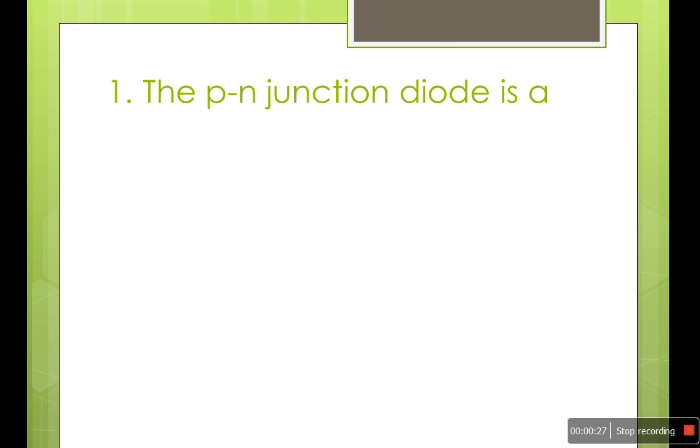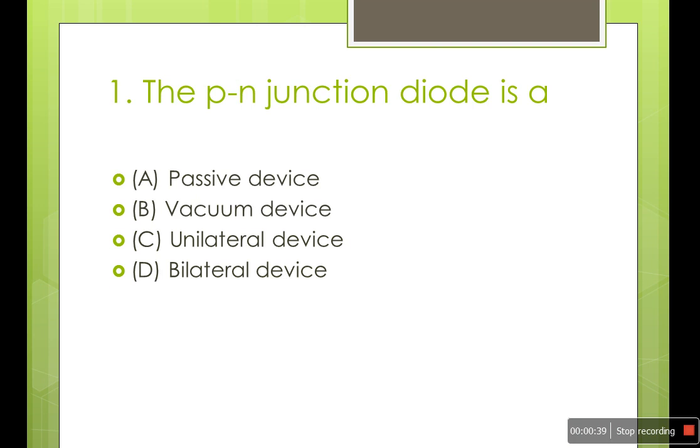UGC NET paper 2 2013, questions 1 to 15. Here comes the first question: The PN junction diode is a. The options are passive device, vacuum device, unilateral device and bilateral device.